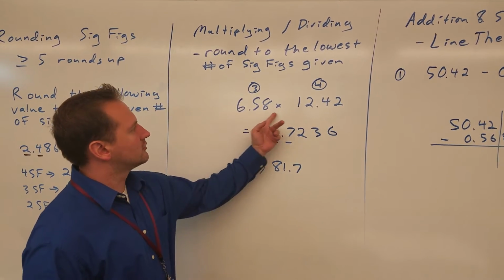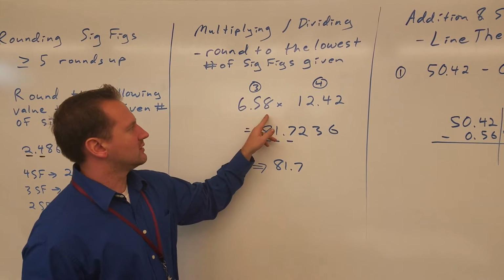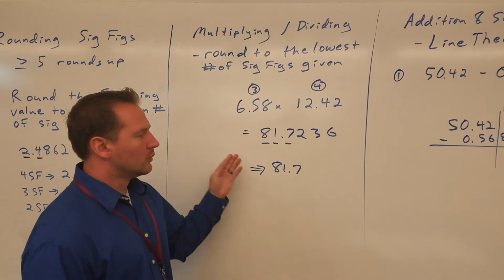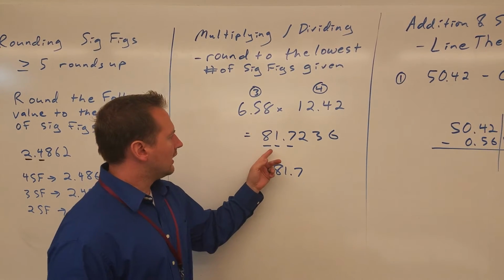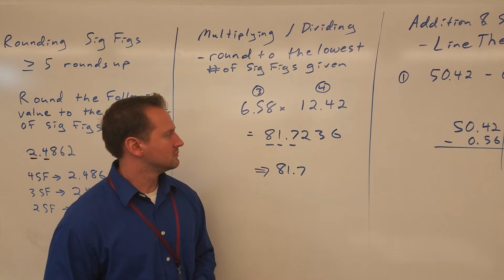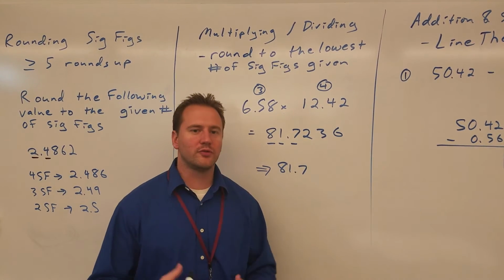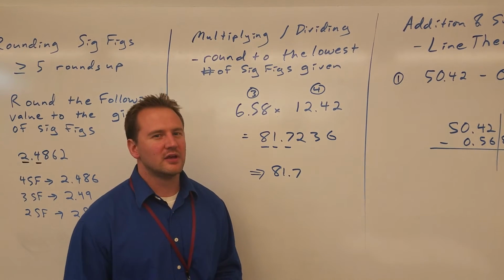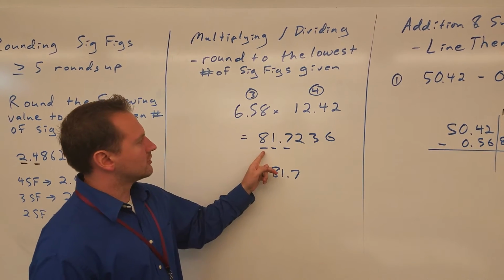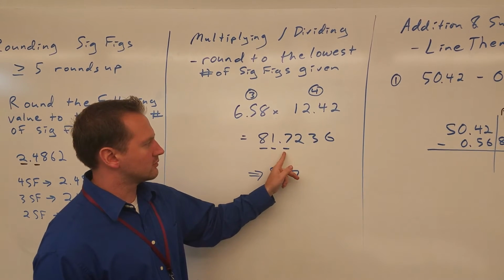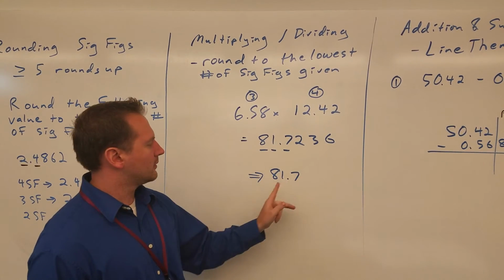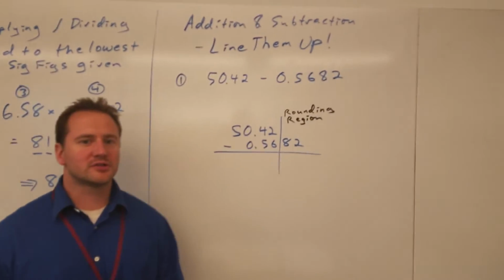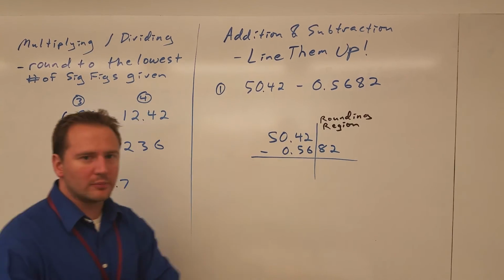So if I were multiplying these two numbers by each other, 6.58 contains 3 sig figs, 12.42 contains 4 sig figs. When you plug that into your calculator, you're going to get 81.7236. But you don't know all of this stuff. So if you report the answer that way, you're saying you know something to the 10,000th place, and you really don't. You really only know it to 3 significant figures worth. And looking at these 3, that 2 is not going to make it round up, so we would report that answer as 81.7.